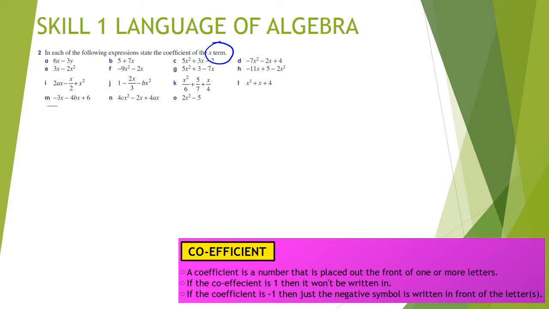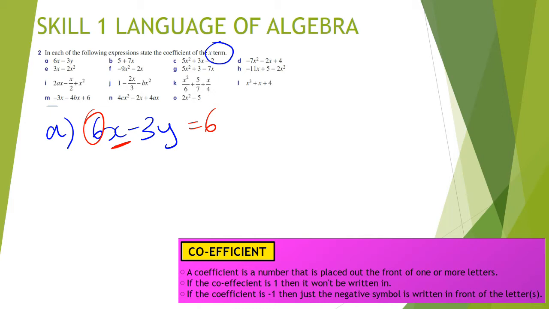So let's look at question 2a. We've got 6x take away 3y. We're looking for the number out the front of the x term. Here's the x term. The number out the front is 6. So our answer is 6.